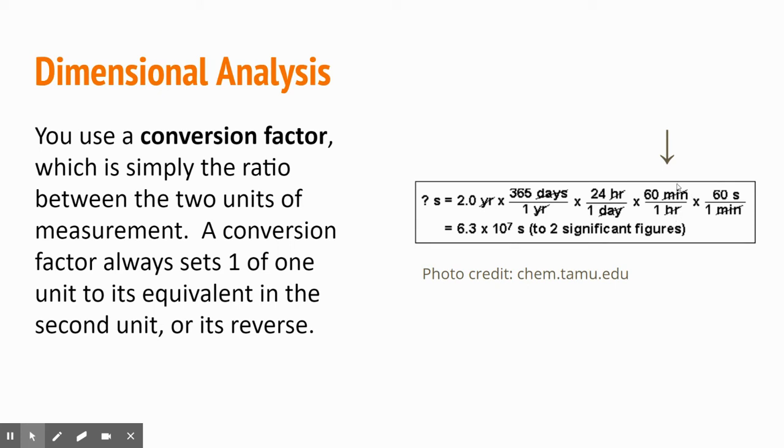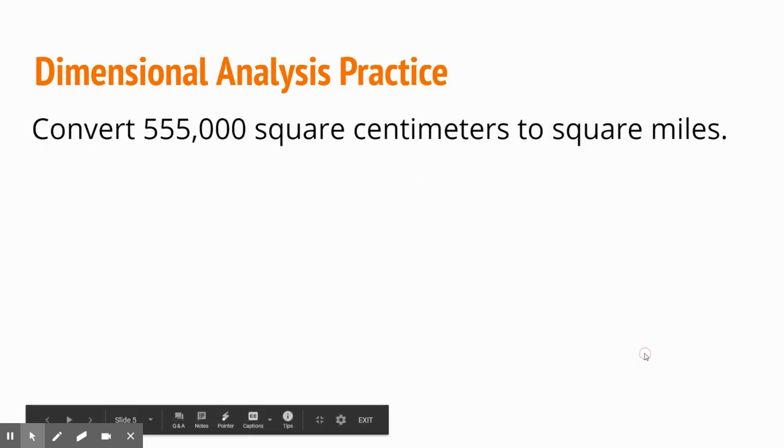The minutes would be on the bottom, the hours would be on the top. The hours would be on the bottom, the days would be on the top, the days would be on the bottom, the years would be on the top. So if I was going the opposite direction, I would flip my conversion factors and then the 1 would be on the top. My units always dictate which way I put my ratio. I always want to cancel my units and be left with my desired unit in the end, and I'm using division to cancel my units.